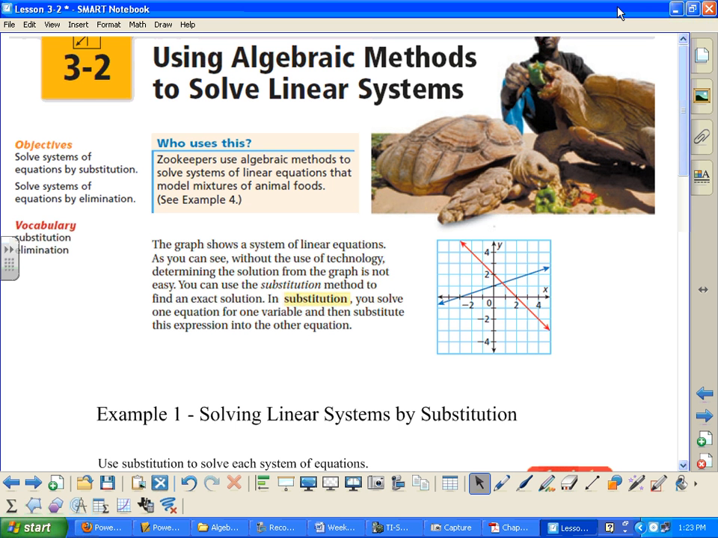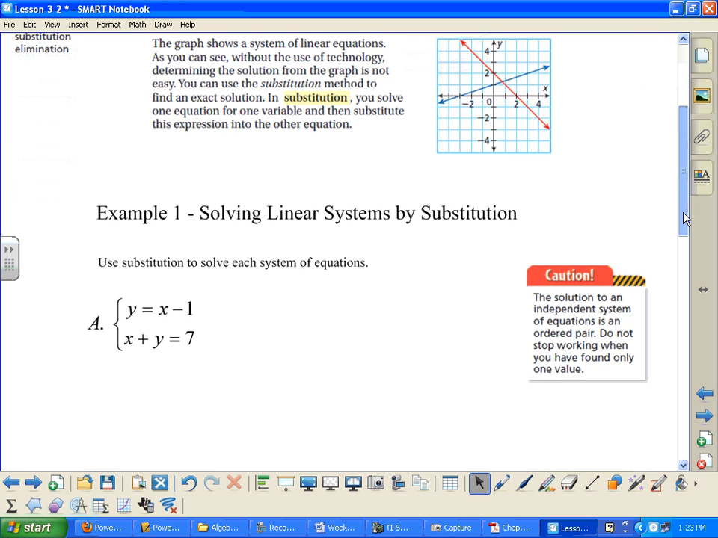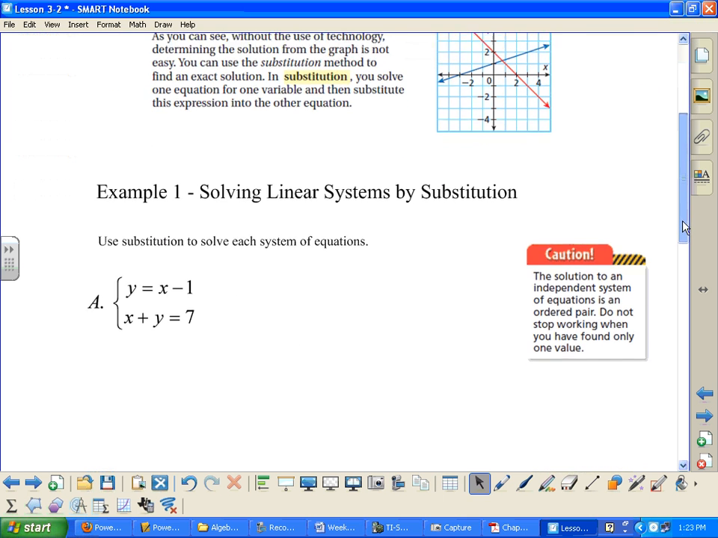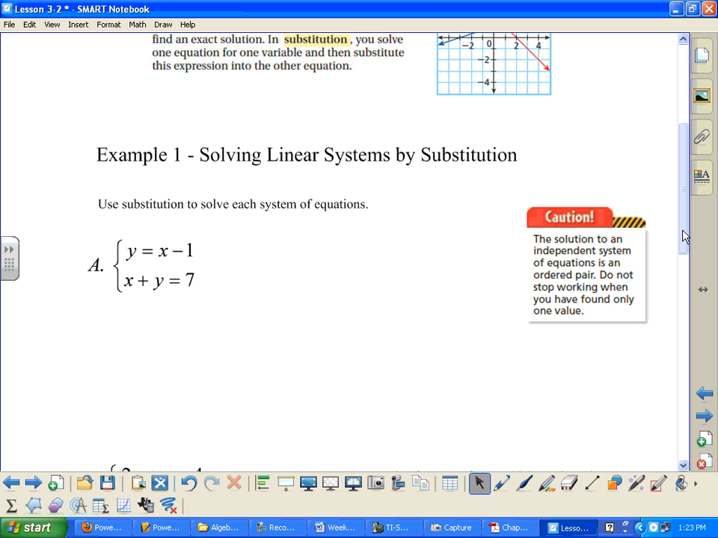So, reminder, when we use substitution, when something is equal to one thing, I can replace it with that. So we're going to do that with solving this system. Instead of graphing, we're going to look at it by using substitution and then something that we call elimination. So here we want to solve this system of equations: y equals x minus 1 and x plus y equals 7.